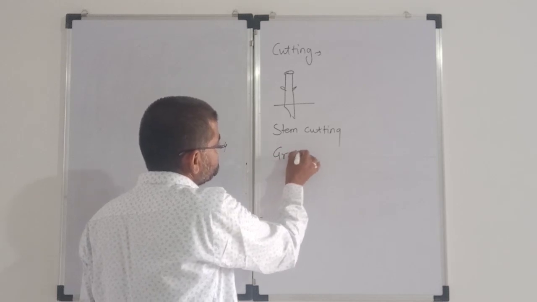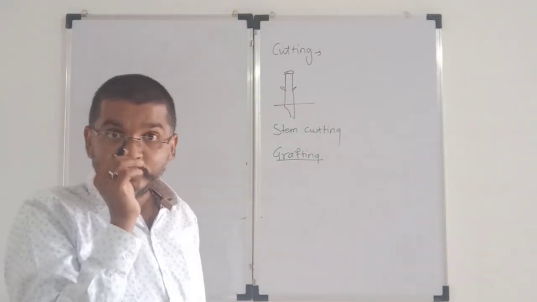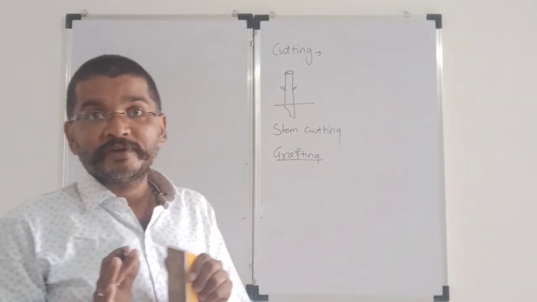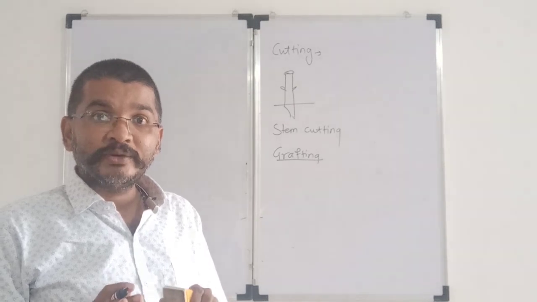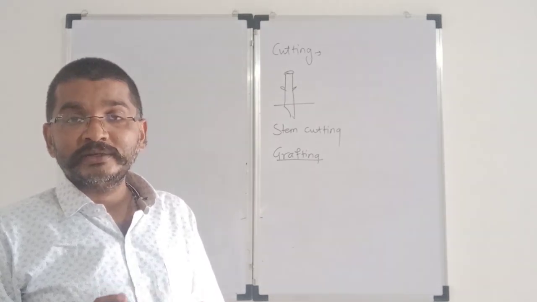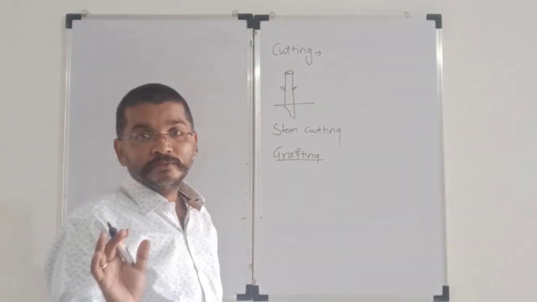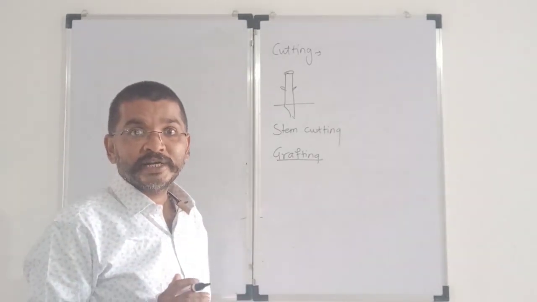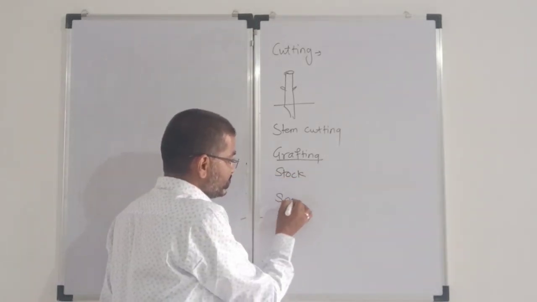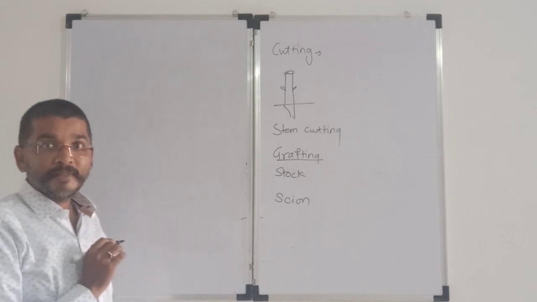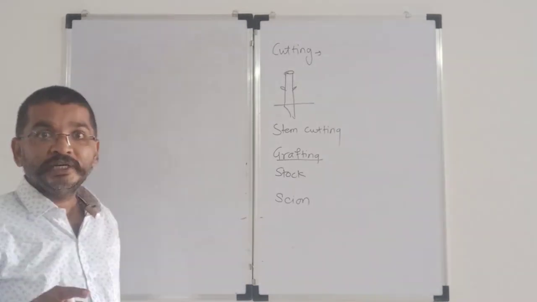The second one is grafting. It is the art of joining two parts of two different plants together. After joining, both plants grow as one new individual. That is called grafting. So in grafting two things are important. One is stalk and the second one is scion. So what is the stalk? The stalk is a wild plant on which we are performing grafting.